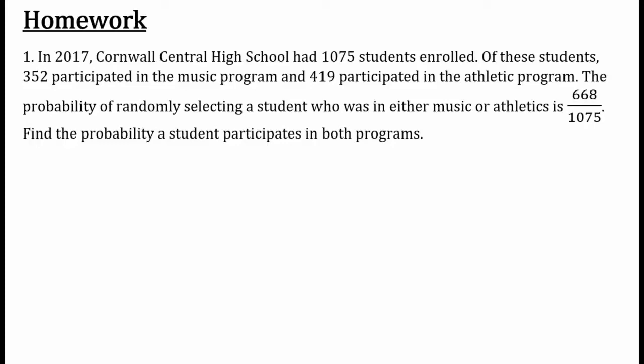Number 1, in 2017, Cornwall Central High School had 1,075 students enrolled. Of these students, 352 participated in the music program and 419 participated in the athletic program. The probability of randomly selecting a student who was either in music or athletics is 668 over 1,075. So this is an or probability here, either music or athletics. Find the probability that a student participates in both programs.